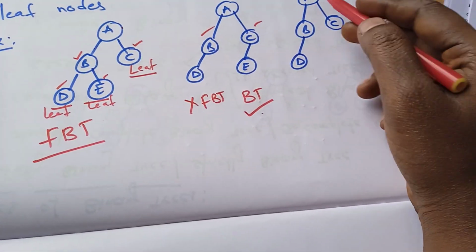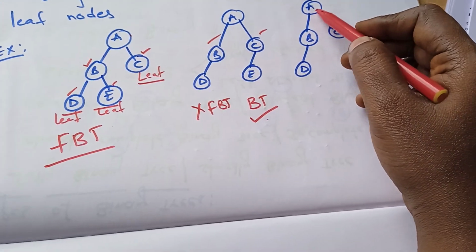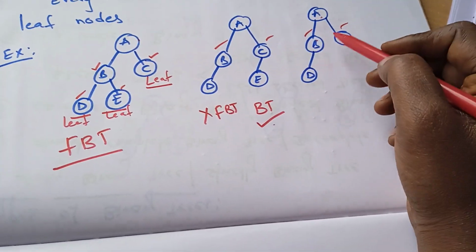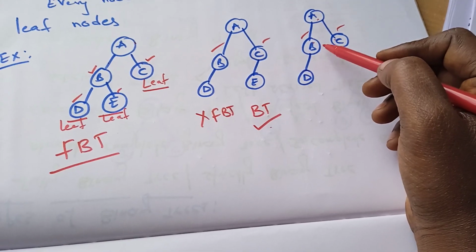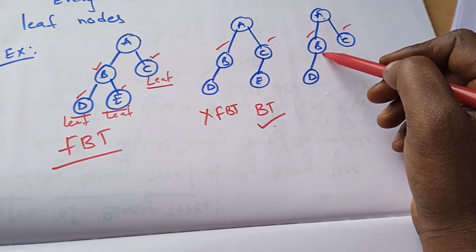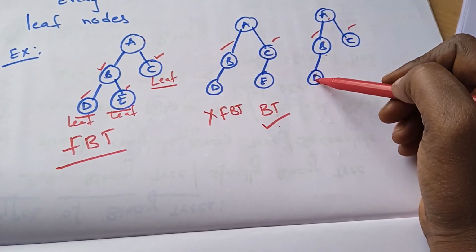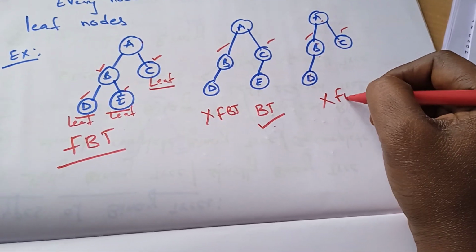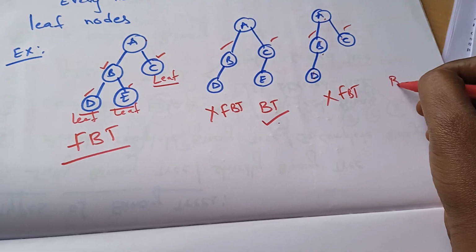Now look at this also. A is my node, it is having two children. B is my another node. It should have two children because it is not a leaf node. It should have two children, but it is having only one child. So it is also not a full binary tree, whereas it is a binary tree.